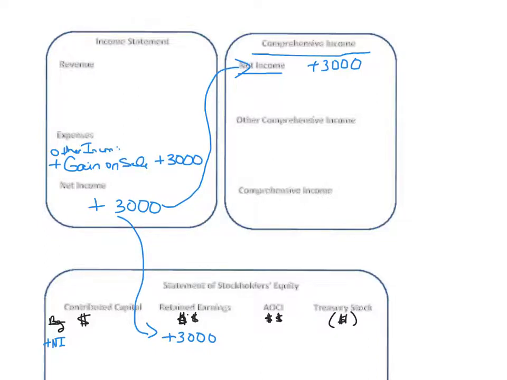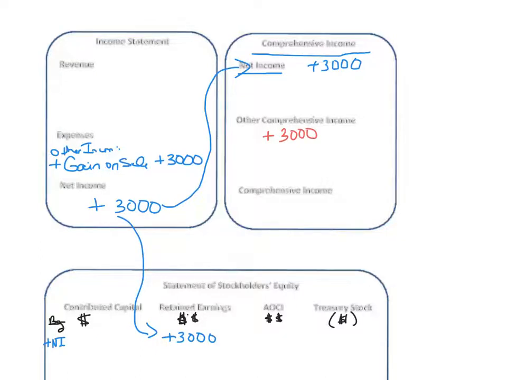Now, if you look back at the entries that we also had an unrealized gain on debt that goes through OCI. And so this is where that unrealized gain is going to show up. It's on the statement of comprehensive income.